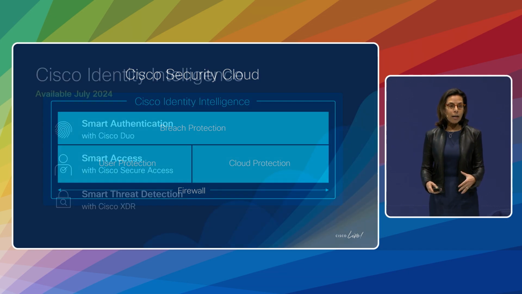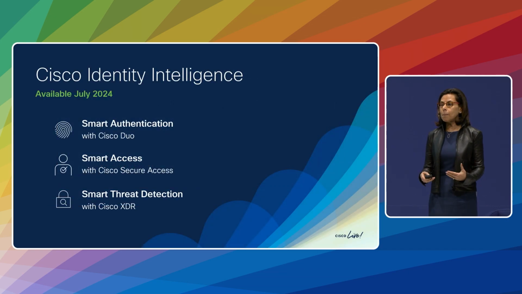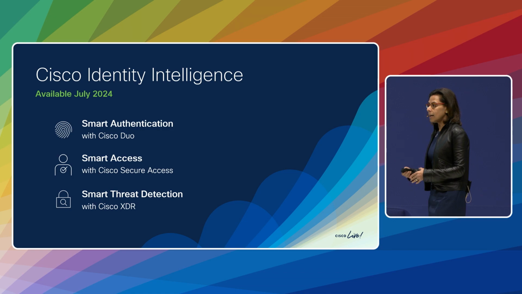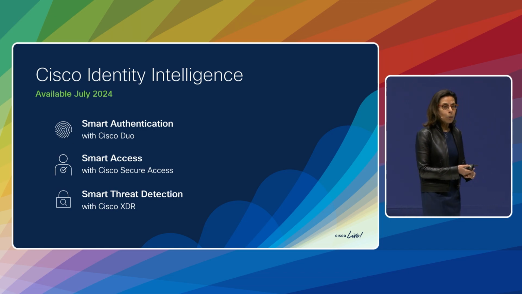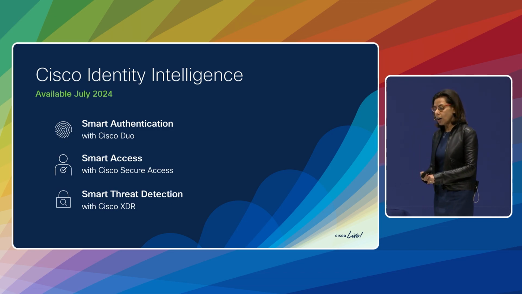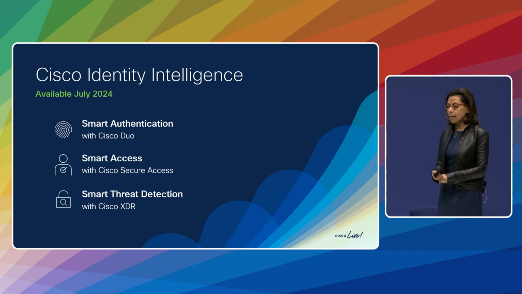And by July, you will see this even if you're buying our standalone products, like Duo for authentication, we'll be using identity intelligence. Secure Access will be making access decisions, including identity intelligence. And even our XDR will be using identity intelligence as part of that mix.